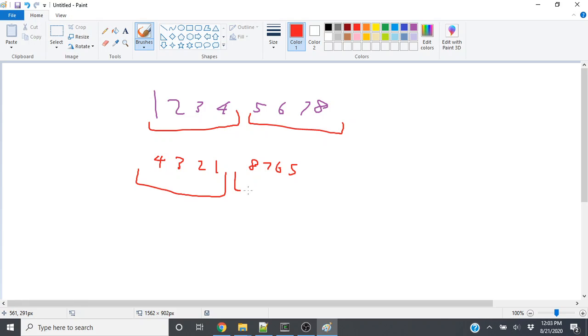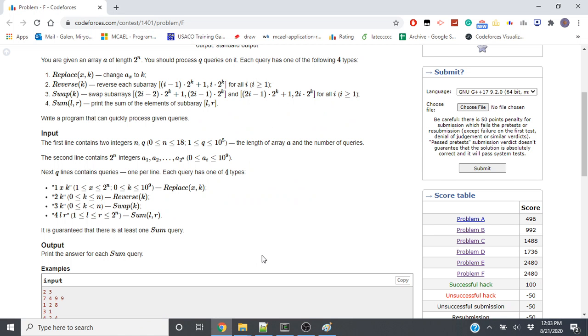Then we swap these two, and it's basically equivalent to reversing the whole array, which is one interesting thing. 5, 4, 3, 2, 1. Those are ugly numbers, but a reverse and a swap of length k is equivalent to a reverse of length k plus 1.